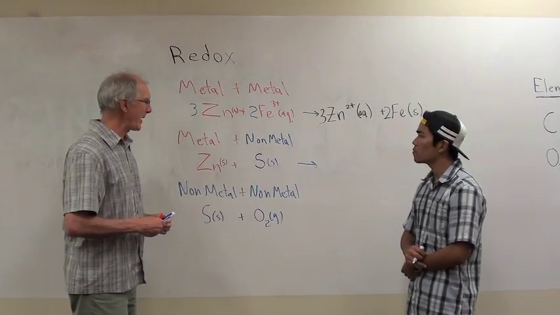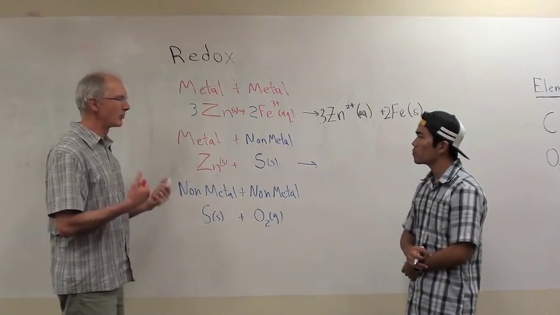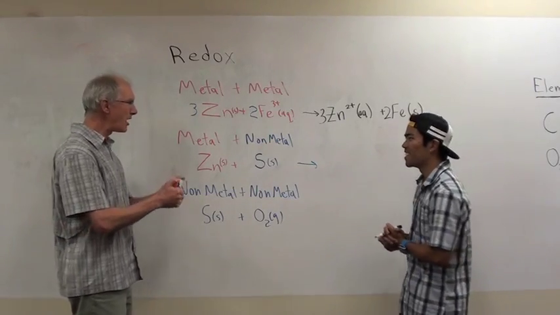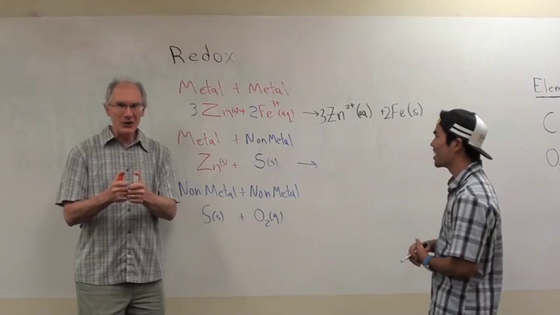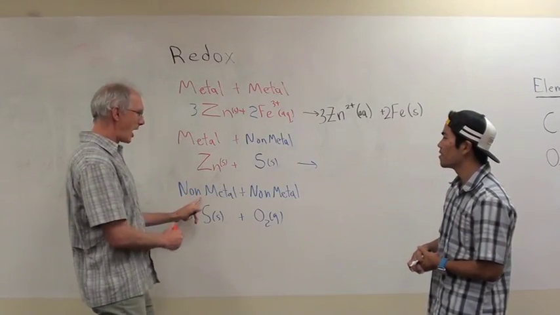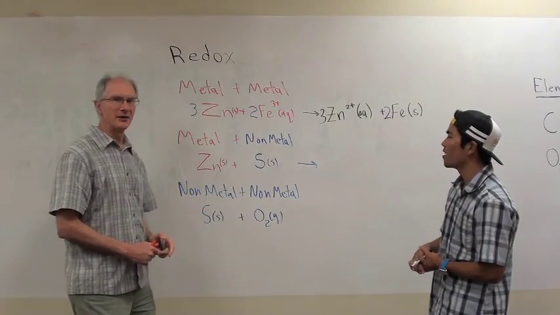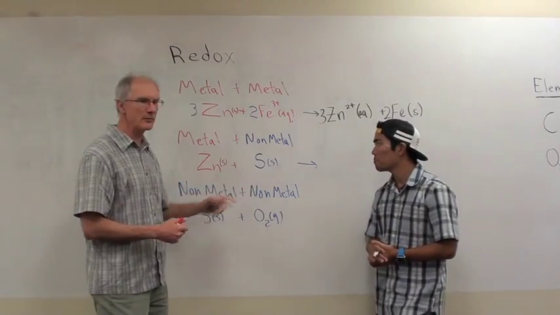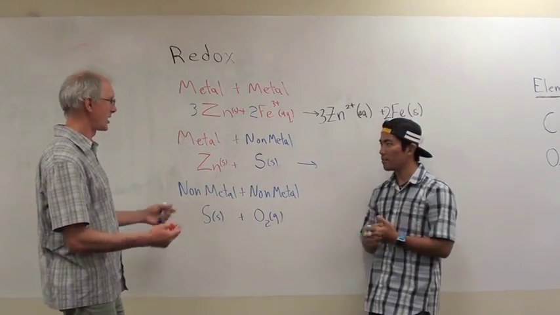Well, what kind of compound do you get when you take a metal and a non-metal and put them together? You get a molecule? Do we get a molecule? I think a non-metal and a non-metal, we get a molecule, a molecular compound. But a metal and a non-metal, we get an ionic compound.